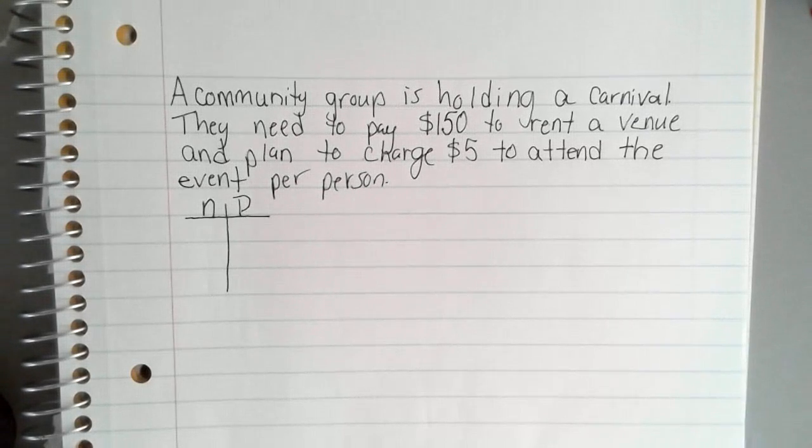Sometimes when it comes to solving equations, you're given a situation and you need to go from there. In this particular situation, we have a community group that is going to hold a carnival. They need to pay $150 to rent a venue, and they plan on charging $5 per person who is going to attend the event. So your first step here might be to make a table of values.